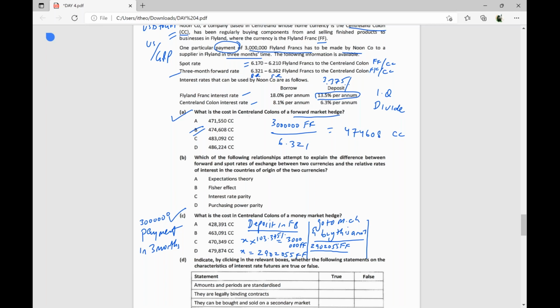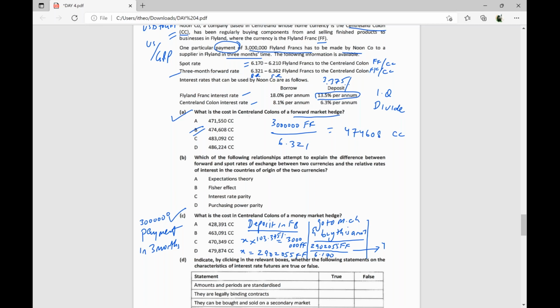6.170. So how many dollars will be needed? 2902055 divided by the rate, 470,349 CC will be needed. And the third step says, where do we get this 470,349 CC? Because with the money changer, you are buying FF, you need to give him CC. How do we get this CC?